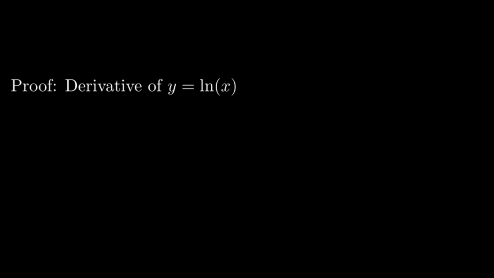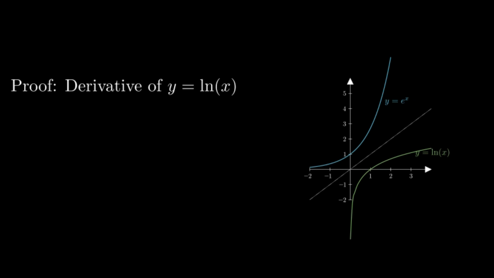We want to prove that the derivative of y equals ln of x is 1 over x. We'll start by graphing y equals e to the x, and its inverse, y equals ln of x. Remember that the graphs of inverse functions are reflections of each other across the line y equals x. Here are the graphs. The blue curve is y equals e to the x, and the green curve is y equals ln of x. They are reflections across the dashed line y equals x.